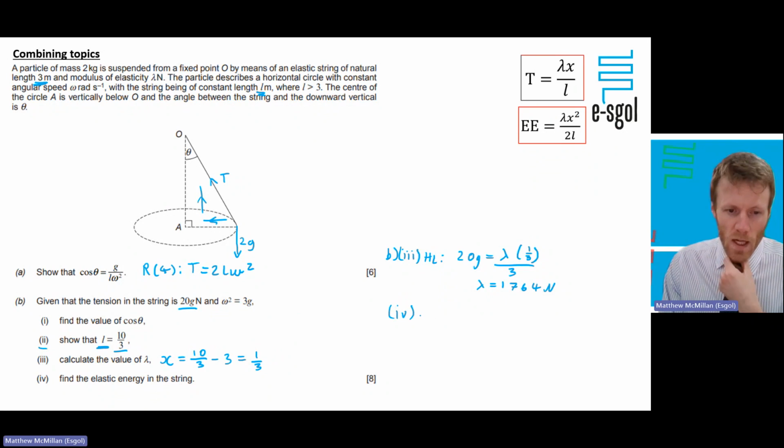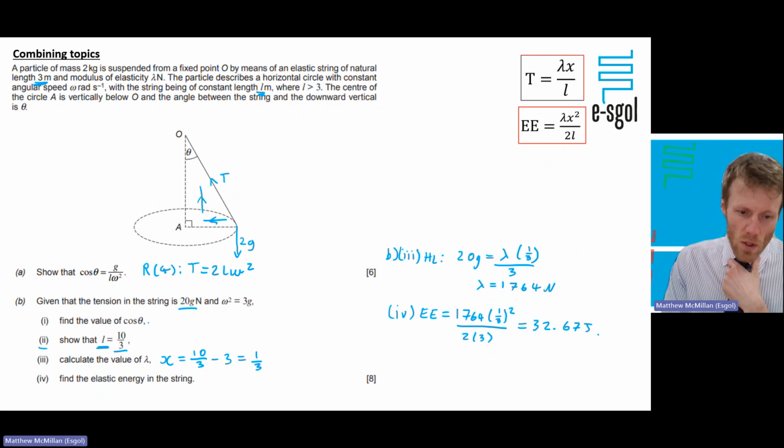For part 4, find the elastic energy in the spring. We're literally just applying the formula that we should have learnt. So it's lambda 1,764 times x squared, so 1/3 squared, all divided by 2 times the natural length of 3. So 32.67 joules. If you do go ahead and try this question yourself, cos theta is 0.1. So you might want to just go back, have a go at part A, which is a show that, and then have a go at part B, 1 and 2.